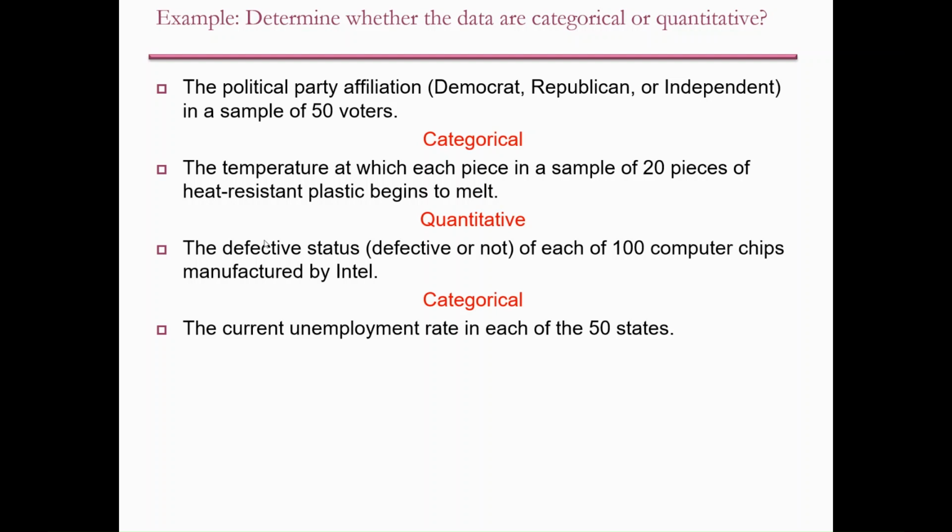And then lastly, the current unemployment rate in each of the 50 states. So a few things here. One is this is going to be a number. Unemployment rate is usually going to be expressed as a percentage. Okay? But we also could find the average unemployment rate for the 50 states. Okay. And that would give us something meaningful. So we have our quantitative.